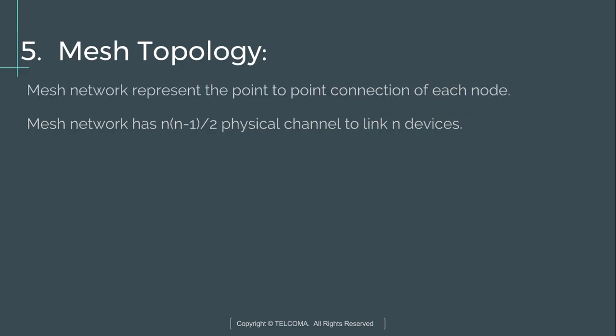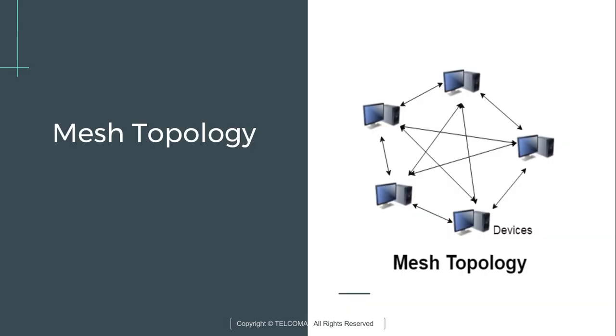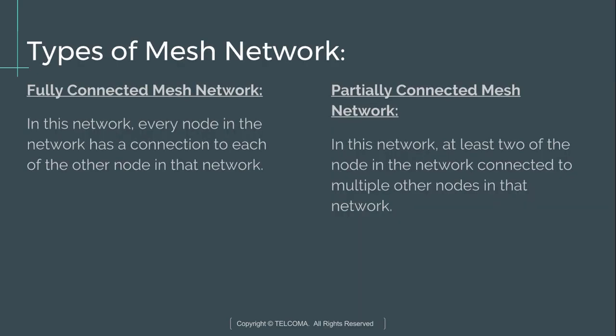The next is mesh topology. Mesh network represents the point-to-point connection of each node, and a mesh network has n(n-1)/2 physical channels to link n devices, where n is the number of devices. This is the diagram of mesh topology. Each device is connected through a dedicated link.